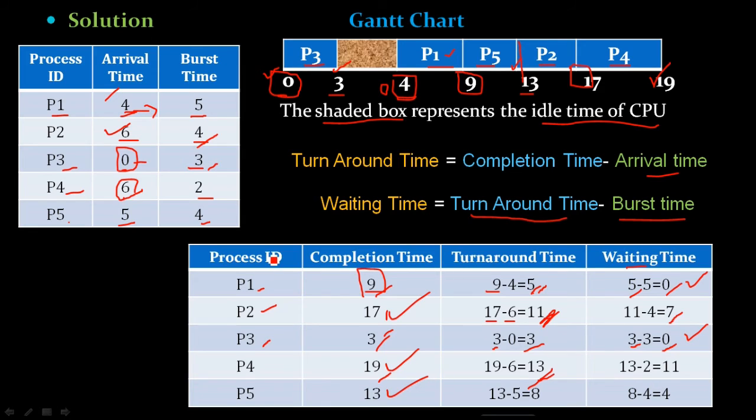Similarly for P5, the completion is 13 milliseconds. So that is completion minus arrival time. We have to take the arrival time from the first table, that is 5. So 13 minus 5 is 8. So 8 is the turnaround time of P5. Similarly, turnaround minus burst time gives the waiting time. So 8 minus the burst time from the first table, that is 4. So 8 minus 4, 4. So 4 is the waiting time for the P5 process.